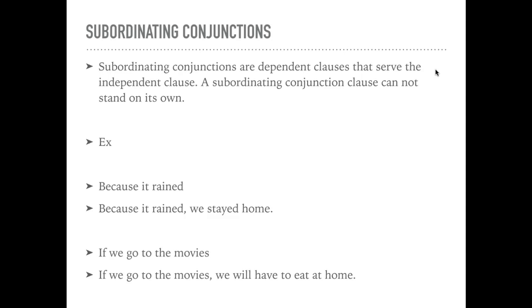Another example of a subordinating conjunction clause is if we go to the movies. That alone cannot stand by itself. But if you add a comma, you could say, if we go to the movies, we will have to eat at home. We will have to eat at home is a full and complete sentence. So what a subordinating conjunction means is that because of these subordinating conjunction words, the sentence cannot stand on its own. Therefore, it has to be linked to a full and complete sentence.